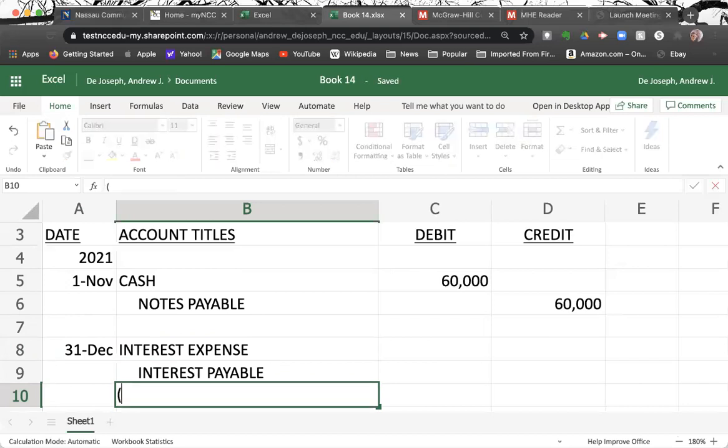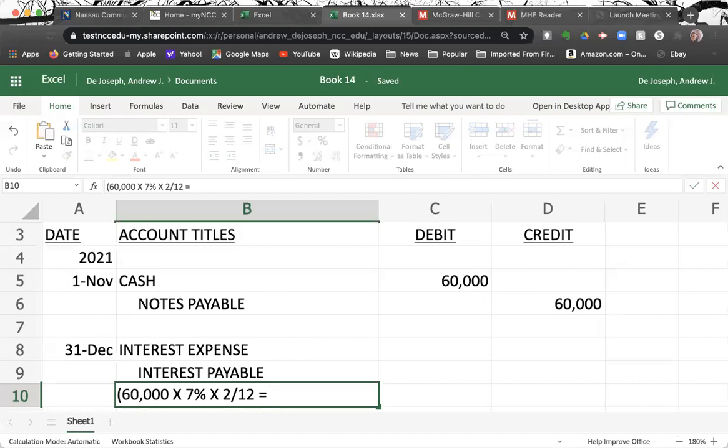So how do I calculate interest? It's principal times rate times time. So this is $60,000 I borrowed times 7% times 2 over 12. Okay. Now, I don't know.